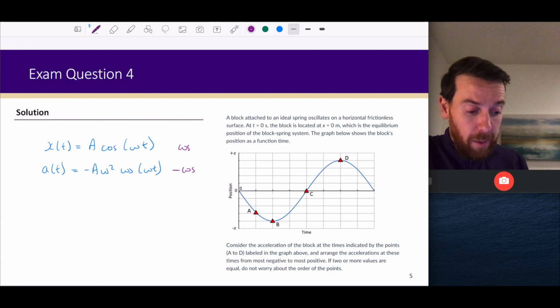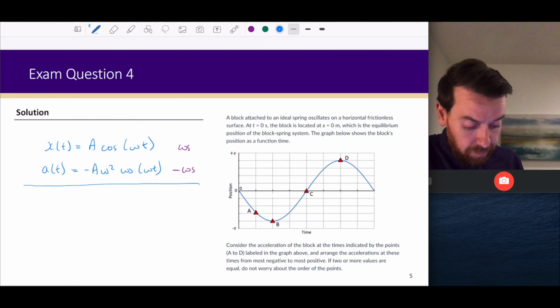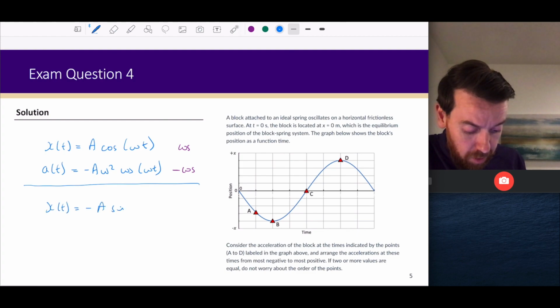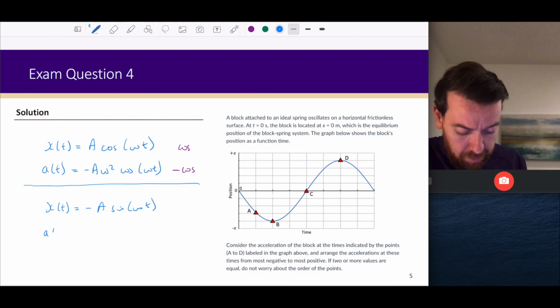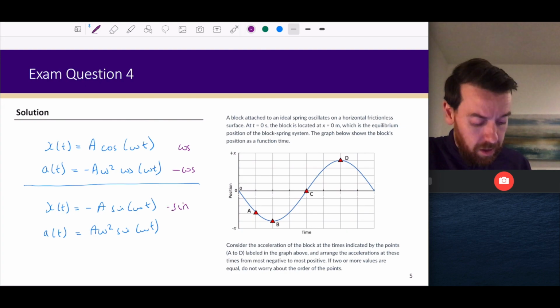So in this particular example on the right here, this is a negative sine curve for x. So x of t could be described as negative A sine omega t, which means the acceleration could be described as positive sine: A omega squared sine omega t. So this position is negative sine, then acceleration has to be positive sine.